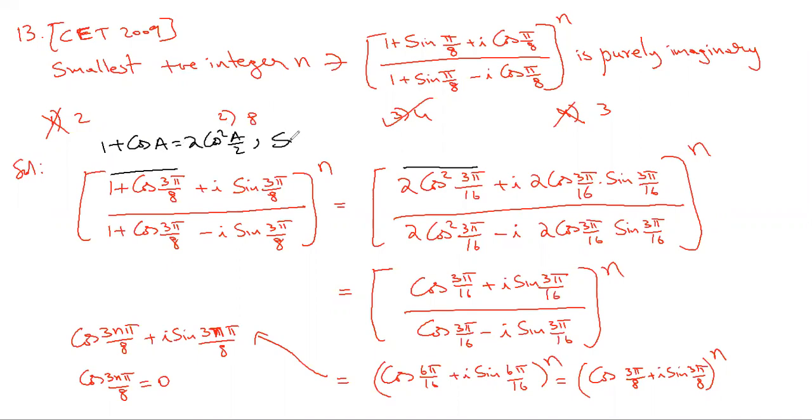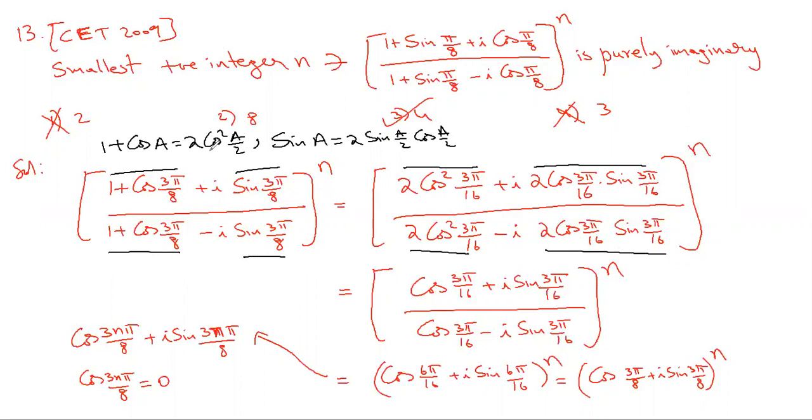Next, sin A is 2 sin A by 2 cos A by 2. I use this formula for this. That's why that is replaced. The sin 3 pi by 8 is replaced with this. And the same I did for the denominator terms also. Right? If you accept this formula, then you will understand this step.